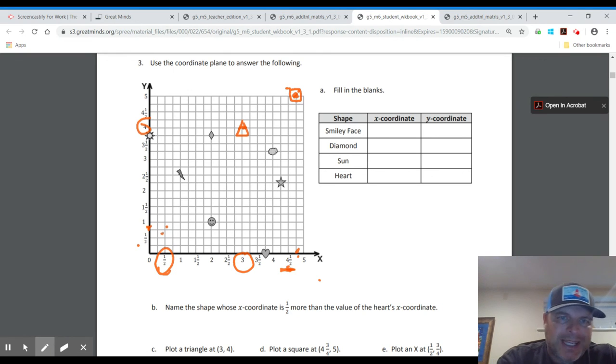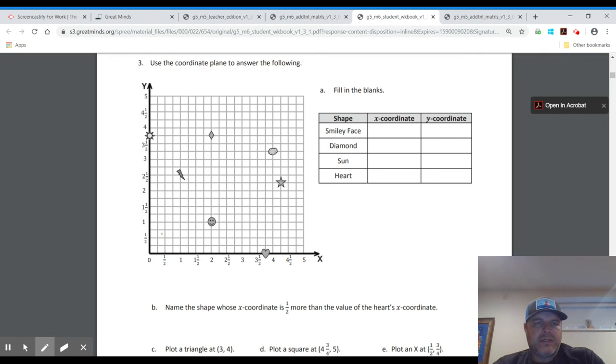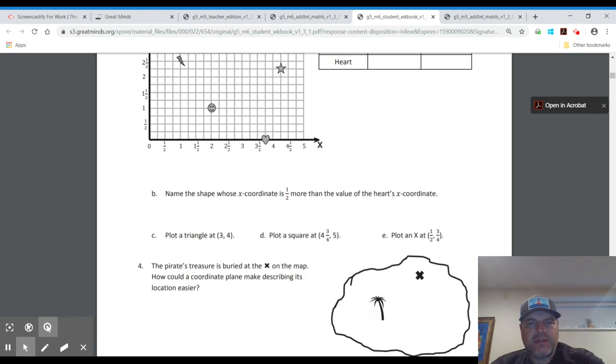And they want me to plot an x. So I guess that's where the treasure is. Hey, the treasure wasn't on the last page. It was on this page. All right, there you go. There's your 3 objects. You got the x, the triangle, and the square. All right. Okay. Moving down.